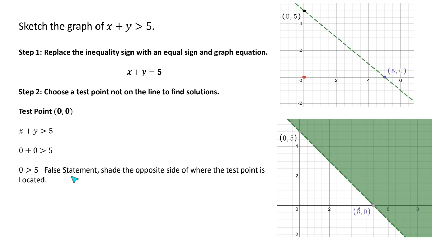If you get a false statement, then we're going to shade the opposite side of where the test point is. So if my test point is here, the opposite side of that is going to be on top of the line here. So your solution would be all this area where my mouse is. What exactly does that mean? What this means is you can pick any point in this shaded area, and if you plug it in for x and y, it's going to give you a true statement. Okay, so any of these points here is going to be a solution. And the points on the actual line are not solutions because it will make the inequality false since it's a dotted line.